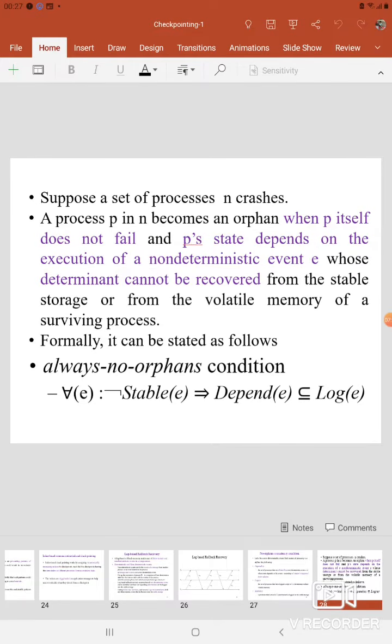Okay. So it is formally defined as: for all E, if the non-deterministic event E's determinants are not stored in a stable storage, it implies that the processes which are dependent on this E should be contained in the log of E, that is the temporary log. If the determinants are not available both in stable storage and in temporary storage, then this is called an orphan. So if we want a no orphan condition, then the determinants should be either stored in a stable storage, or if not, they should be stored in a temporary storage.